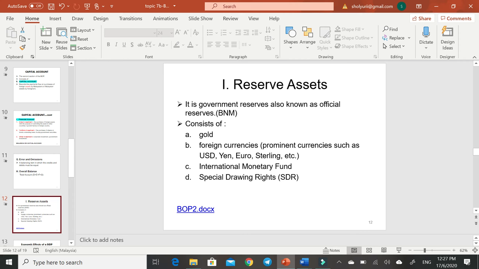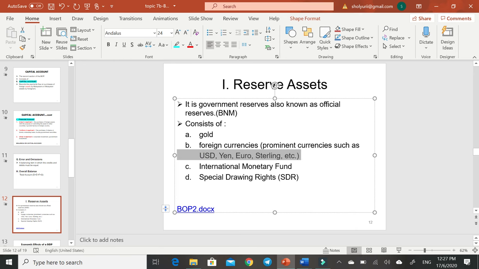Okay, prominent currency such as this is a must, because Malaysia trades with countries that use USD, yen, euro, sterling and so on, pound sterling. Okay, and what else is in there is the IMF fund. So if we borrow from the IMF, it is a world institution that provides funding or financing to countries that have no money. We can borrow and pay with interest, which is very expensive of course. Okay, so the money from the IMF will be in the reserve asset and special drawing rights.